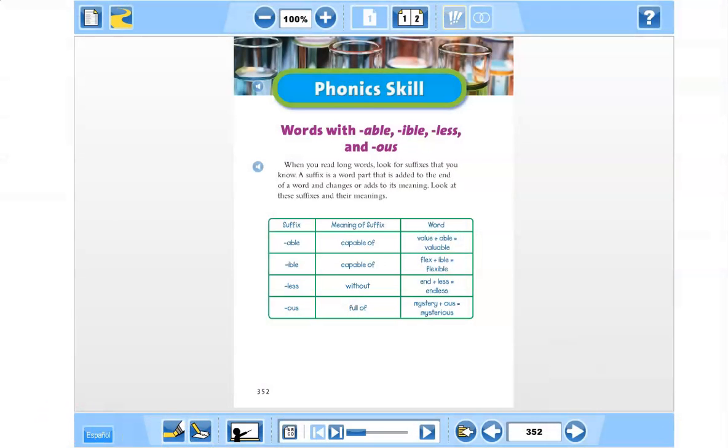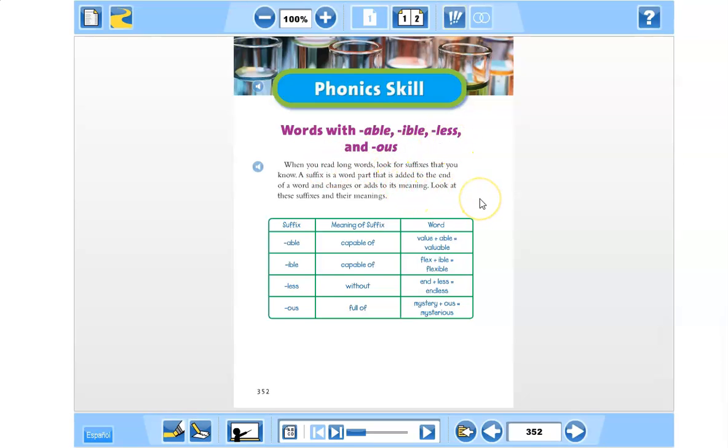We are going to get started on introducing vocabulary and our spelling words for lesson 8. So if you would please turn to page 352, we are going to look at your phonics skills, which go along with your spelling words this week. So we are looking at the suffixes able, ible, less, and ous.